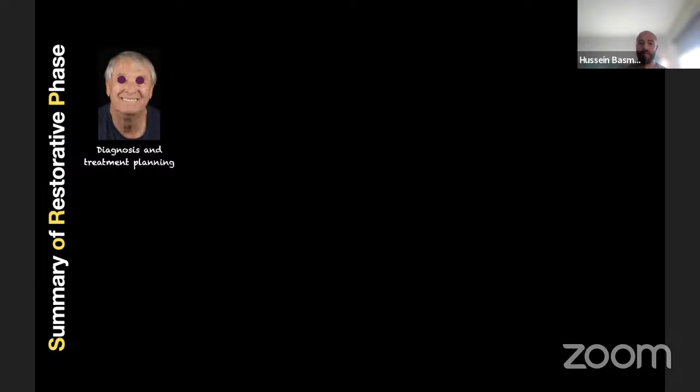So as a summary for the restorative phases, we should always have a good diagnosis and a good treatment planning, and this is very important. When we are talking about these cases, the hardest part here is to have adequate prosthetic planning prior to surgical execution. We gather all the information, the CBCTs, the position of the teeth.